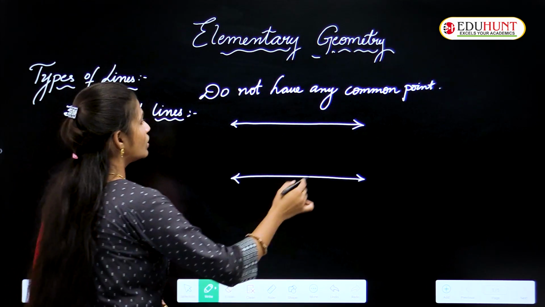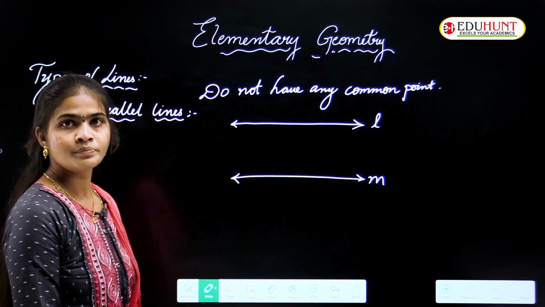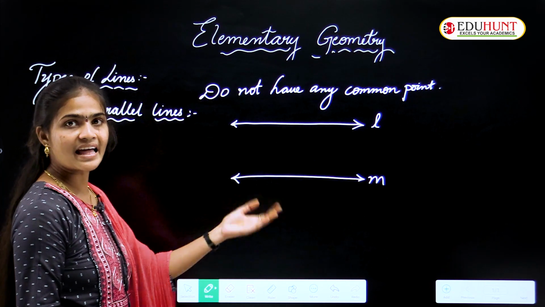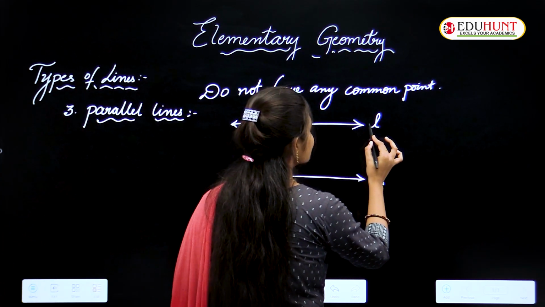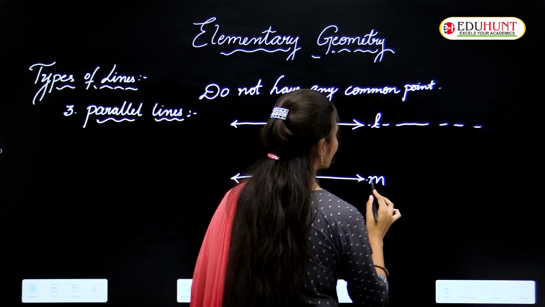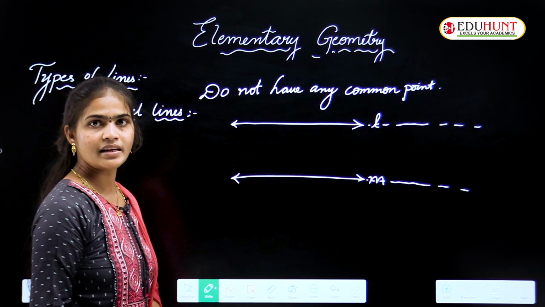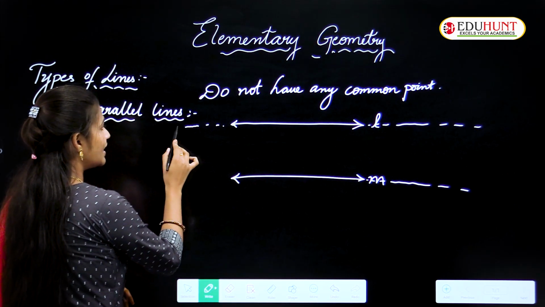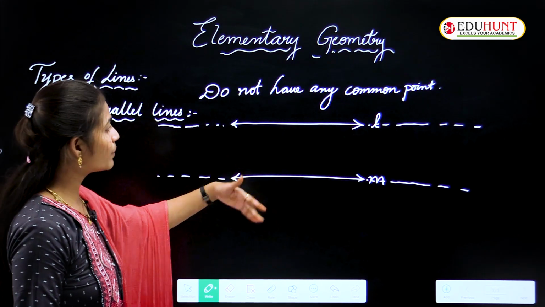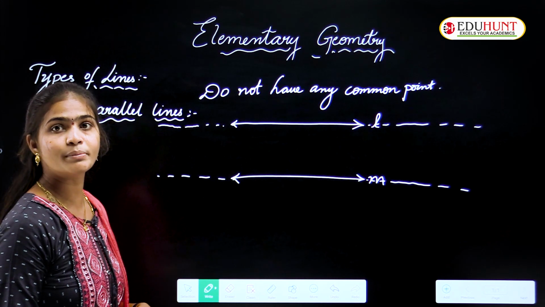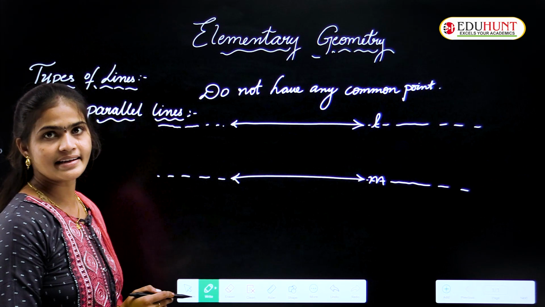Is it clear? So here I am going to take this one as L and this is M. Two lines I have taken here and those two lines are parallel. Why? Because they do not have any common point. If I extend this line like this, and extend the second one also, then also there is no other common point, right? If I extend the left side, here also there is no common point. Okay, they never meet at any point. Those two lines never meet at any point. Then we can say that these two lines are parallel lines.